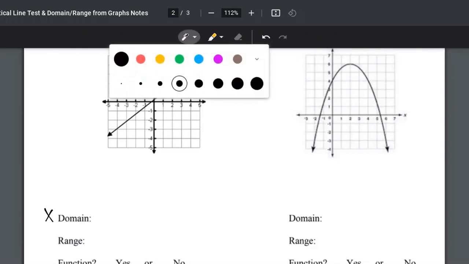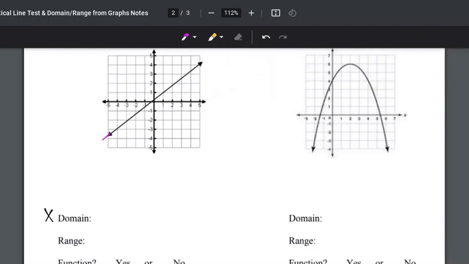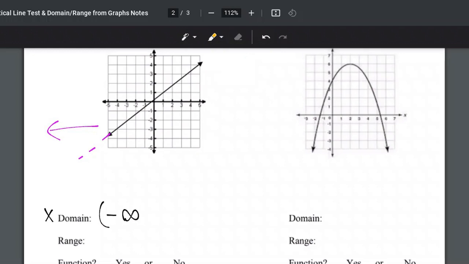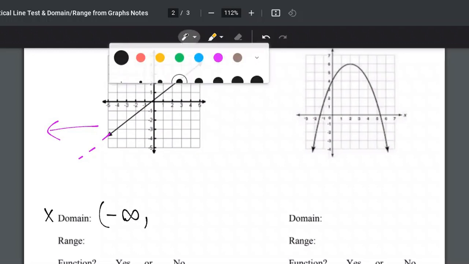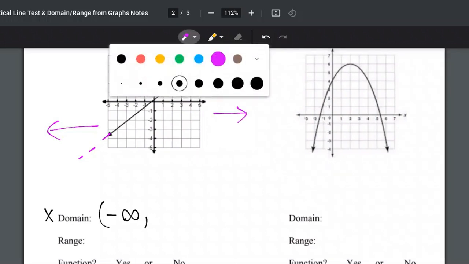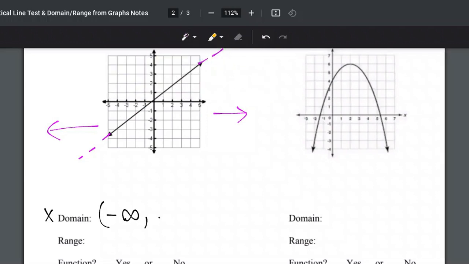Well, if we look at this arrow here, this arrow is pointing to the left, and this graph will extend forever left, which means that that's to negative infinity for our domain. How far right? Well, we have our arrow up here going to the right. This graph will extend forever right to positive infinity. Don't forget to use parentheses by those.